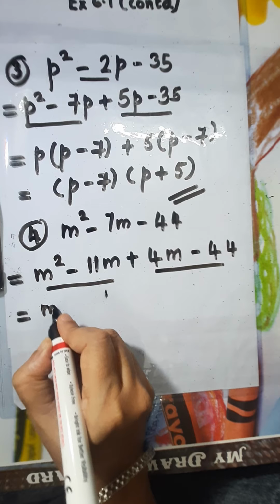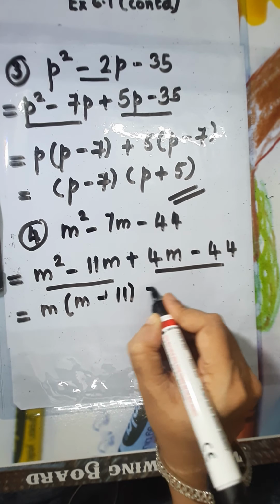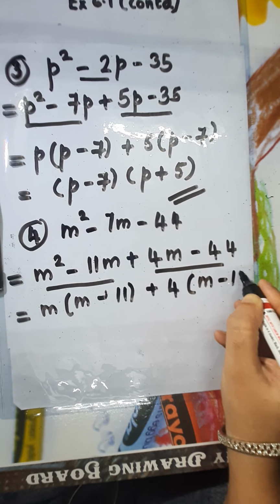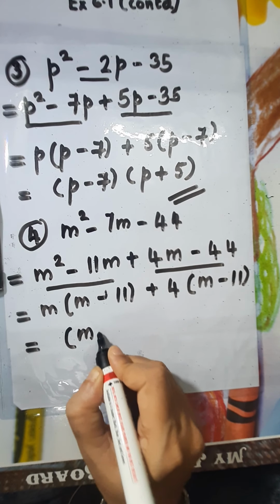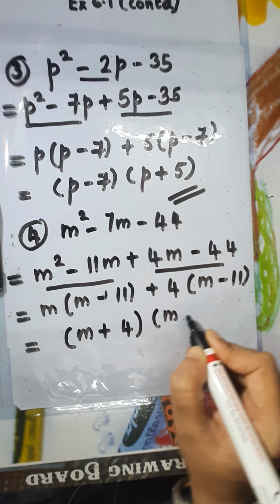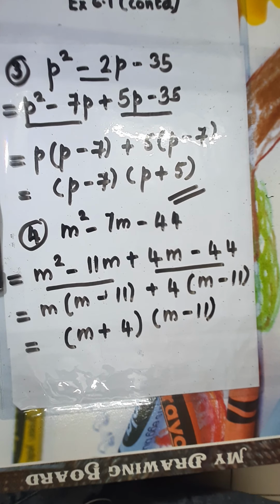Can I remove m common? M minus 11 plus 4 common, m minus 11. So, what are my factors? My factors are m plus 4 and m minus 11.